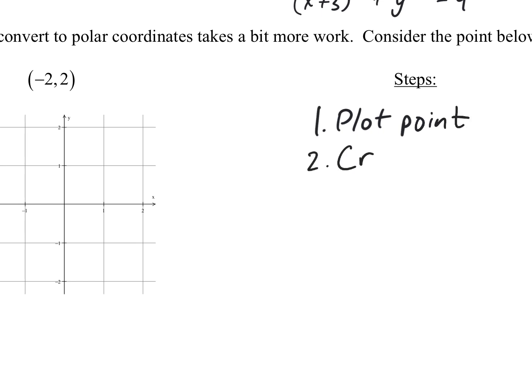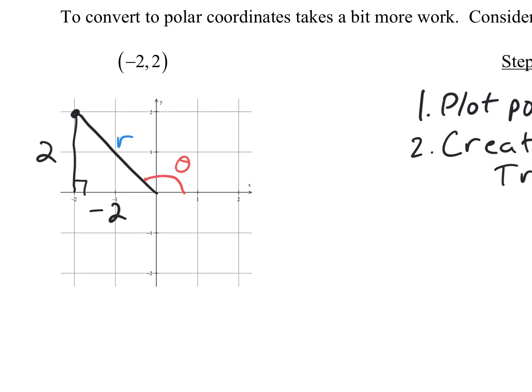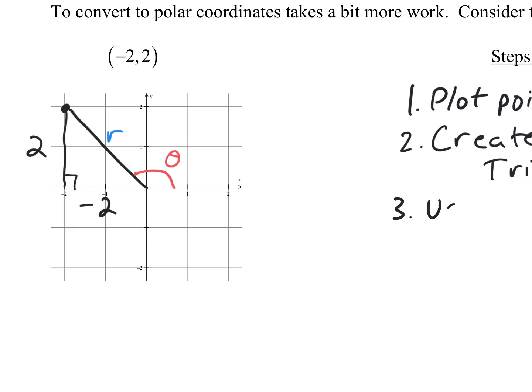and create a triangle. So this point, -2, +2, is up here in the second quadrant. And that point, like any point on our rectangular grid, can make a right triangle. So what we're looking for, our theta value is really this angle out here. And our r value is really the length of this hypotenuse. We know that this is -2 and this is 2. So I'm going to find r using the Pythagorean theorem.